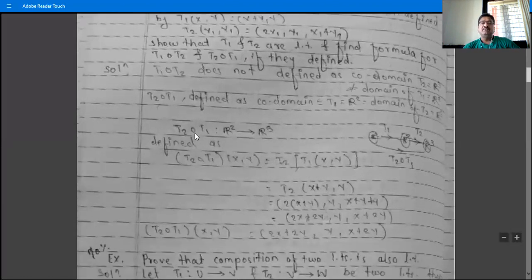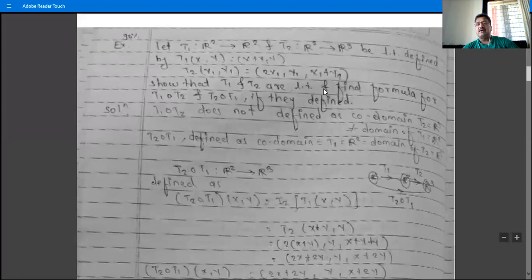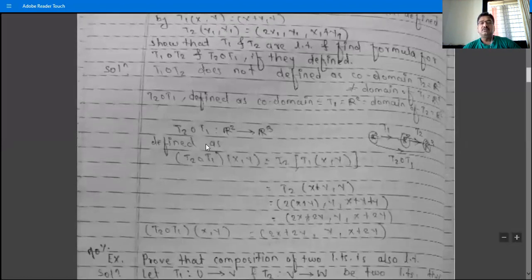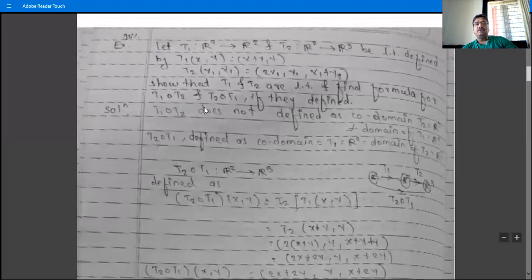So we will find the formula. T1 and T2 are linear transformations. By using the previous method, we can easily show that T1 and T2 are linear transformations. Show that T1 satisfies the two properties, that is T1(U bar plus V bar) is equal to T1 U bar plus T1 V bar, and T1(K U bar) is K T1 U bar, and similarly for T2.